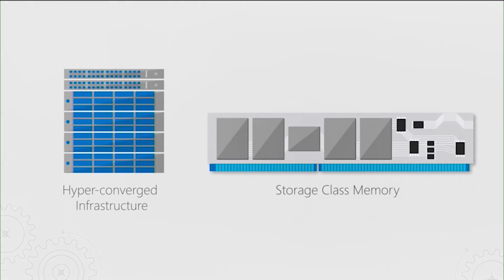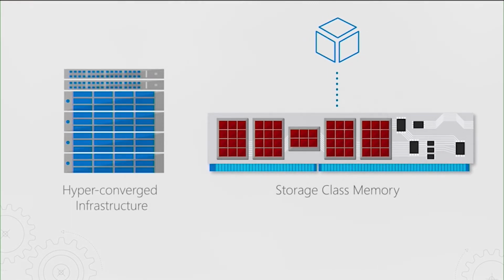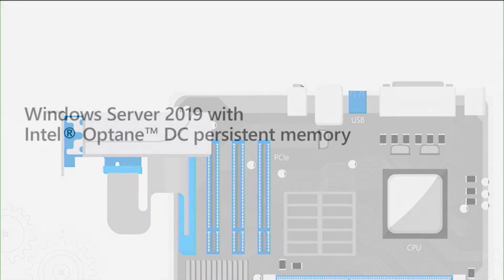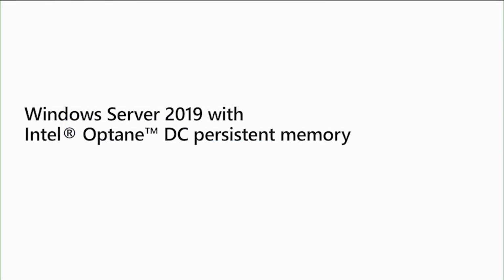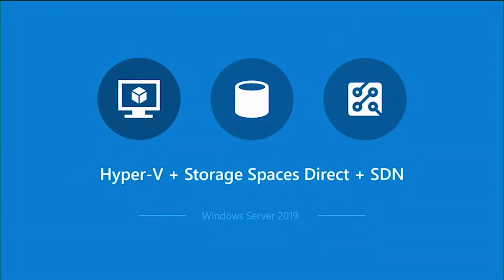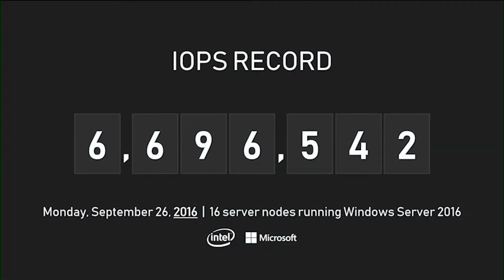Well, the reason why this is so important is because when you take this persistent memory and you couple it with what we're doing in our investments in hyperconverged infrastructure, you get a tremendous, tremendous benefit. Which takes me to Windows Server 2019 and our close investments with the Intel Optane DC persistent memory. As I mentioned before, our hyperconverged infrastructure consists of Hyper-V, Storage Spaces Direct, and SDN. Previously, back in 2016, we set an IOPS record of almost 6.7 million IOPS. This was done in September of 2016 using 16 servers running Windows Server 2016.